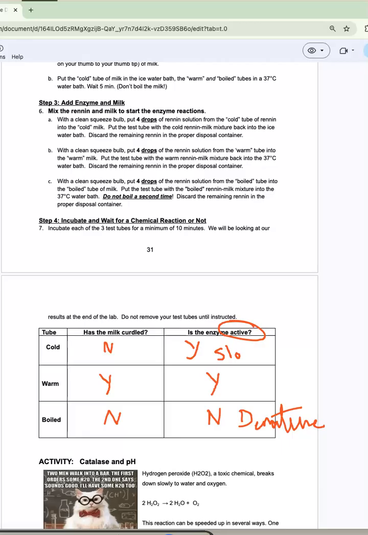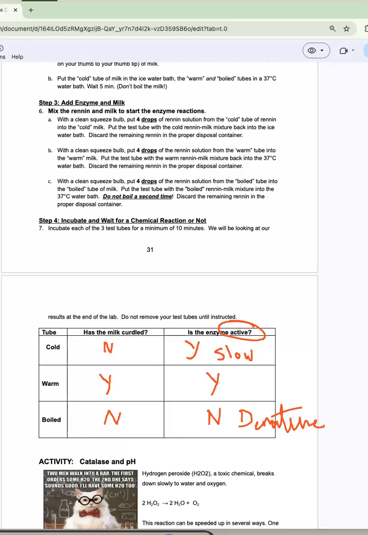And why did we incubate it for 10 minutes? We incubated the test tubes for 10 minutes in those conditions to allow time for the enzyme and the substrates to actually meet, right? So if we had just measured right after, you wouldn't have seen any solidification because the enzyme didn't have enough time to work with the substrate to produce a product. So we had to give it enough time so we can actually see the reaction happen.